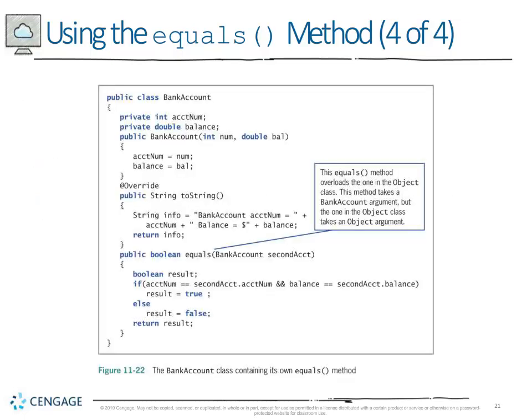In this public class BankAccount, we override the equals method. So here, this equals method takes a bank account argument, right? And inside the body, we have an if statement. If account number equals second account dot account number, and the balance equals the second account balance, then the result is true, otherwise it's false. So this equals lets us compare the contents of two bank accounts.